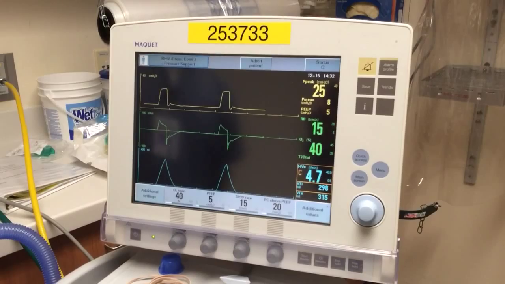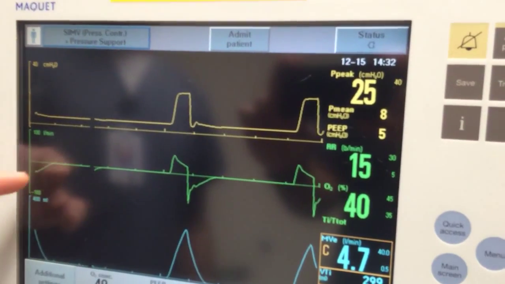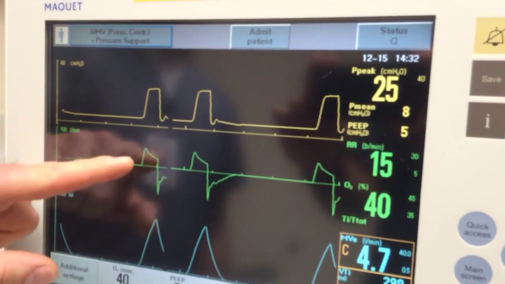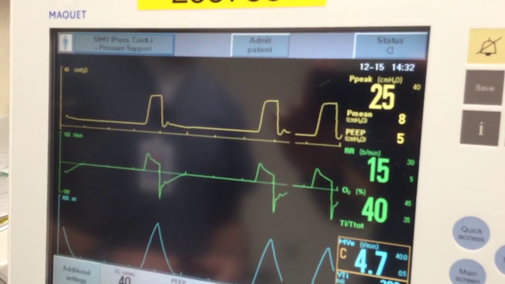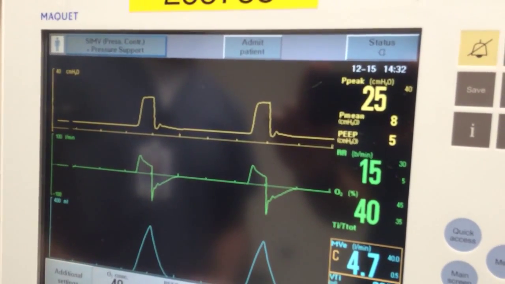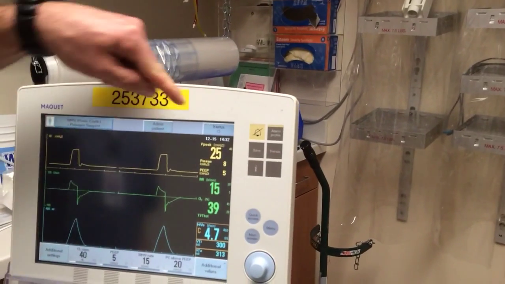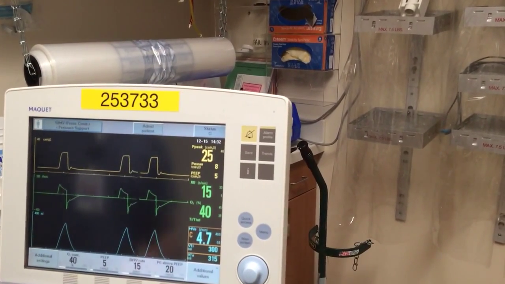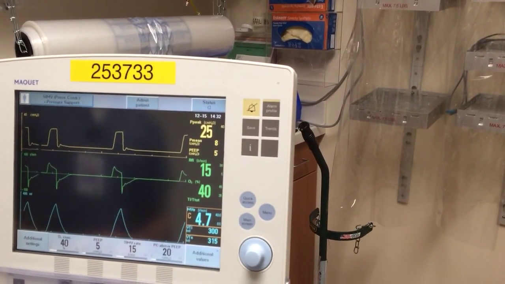So you can see right here, should we put this on a patient, you can see our flow on our flow curve doesn't get to 0. It's still decelerating when the I time has terminated and you're forcing the patient to exhale at that time. If you look at the peak pressure that you're ordered at, it's at 25. It's hitting 25. And when you look at the volume, you're getting 315 out on expiration.